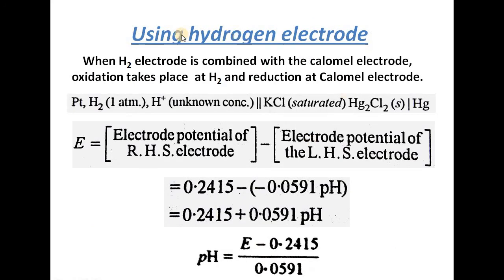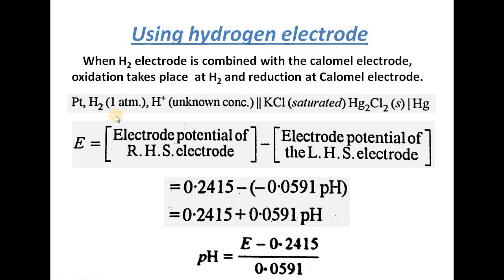Now, how do we determine the hydrogen ion concentration or pH of the solution? We combine this hydrogen electrode with the reference electrode known as the calomel electrode. Now what happens? Oxidation takes place at the hydrogen electrode and reduction takes place at the calomel electrode. So by convention we can represent the cell by this representation, where platinum, hydrogen at 1 atmosphere, is in contact with the hydrogen ion of unknown concentration, and it is further connected to the reference calomel electrode.